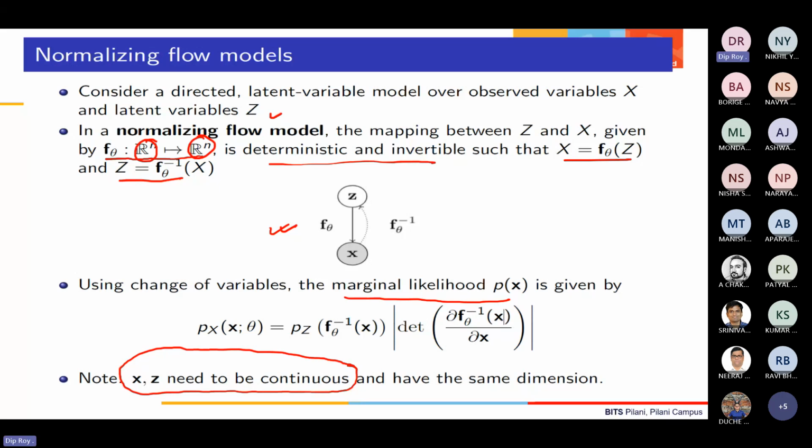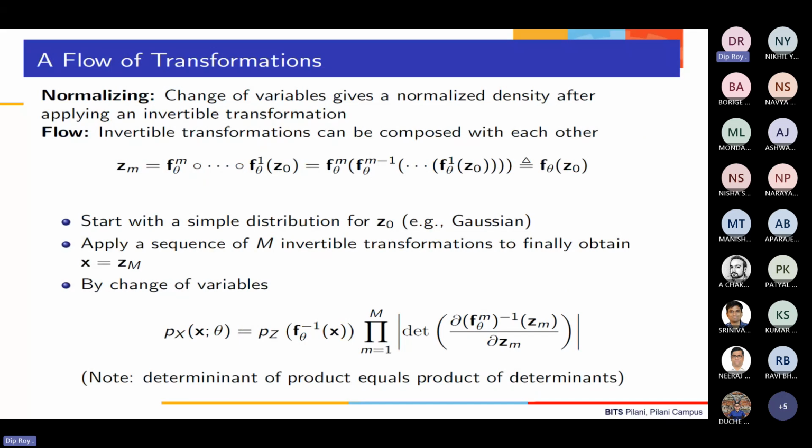Now let's talk through it a little bit more. How do we actually design these flows? The way in which we design these flows is that the change of variable gives us a normalized density after applying an invertible function. It is called a flow because of what we do in neural networks, and this is obviously a neural network.